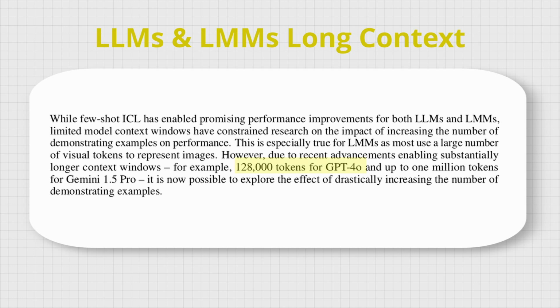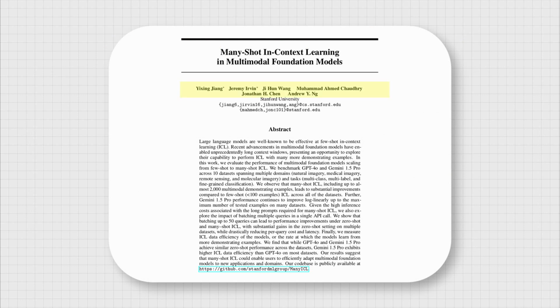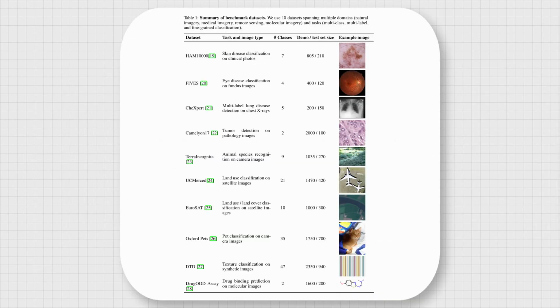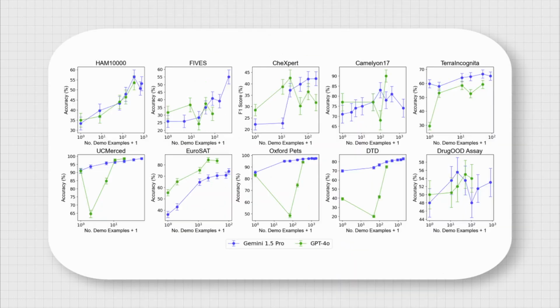For example, GPT-4o enables 128,000 tokens, and Gemini 1.5 Pro can take an astonishing 1 million tokens, which prompted these guys to see the effect of ICL on model performance without any additional model training or parameter updating. So they benchmarked these two LMMs' performances on 10 image datasets such as medical imagery, natural imagery, remote sensing, and satellite imagery, and found that both models' response accuracy is tremendously improved with many-shot ICL.